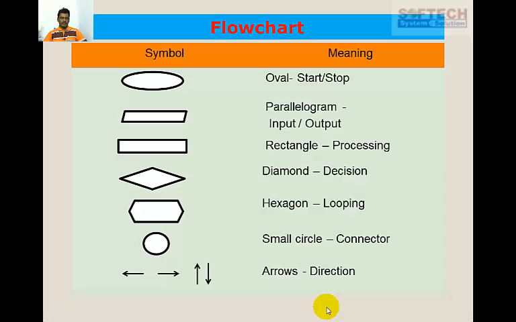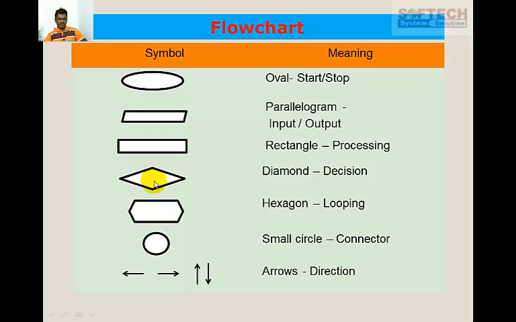Now the flowchart symbols. The flowchart has some specific symbols. The oval symbol is for start and stop. If we start or stop the flowchart, we use the oval symbol. Another one is the parallelogram, which is for input and output. We use the same parallelogram for input statements and output statements. The rectangle is for processing. If we put any equations or calculations, those processing statements are written within the rectangle symbol.